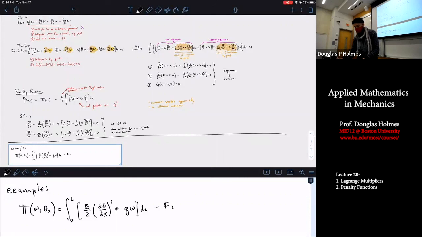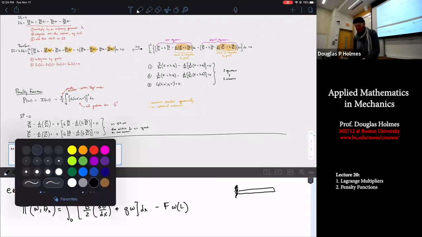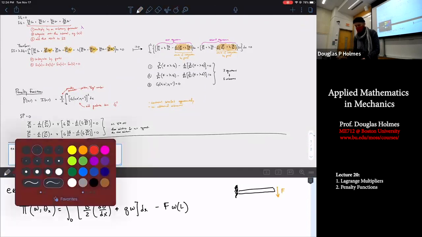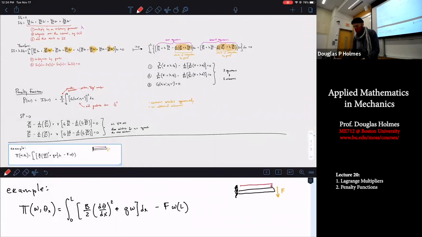I'll draw this for you. There's a shear force F over here. And we'll say that there is a distributed load. It looks to be uniform because we didn't say it depends on x. We'll call it Q. This is typical Euler-Bernoulli beam theory. Nothing different. This is just a cantilever with a uniform load and a point load at its end.